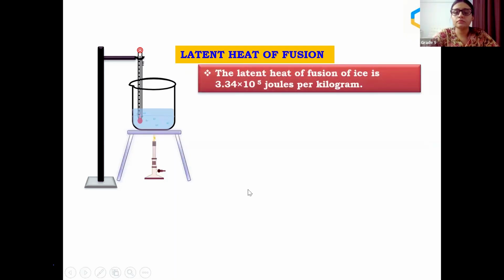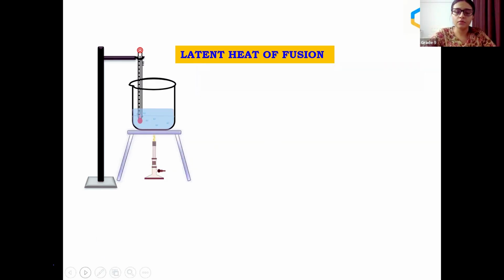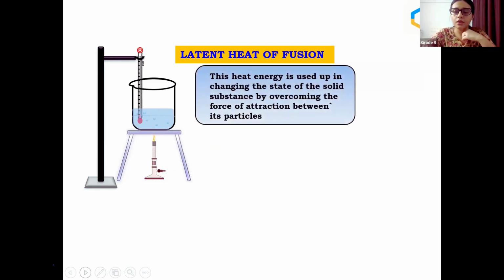The latent heat of fusion of ice is 3.34 times 10 to the power 5 joules per kilogram. Now this one you can write as we have done for the melting point and boiling point. Now you can mention this point as well. What is the heat of fusion of ice? You can mention this as well. Done, no? I have changed the slide.